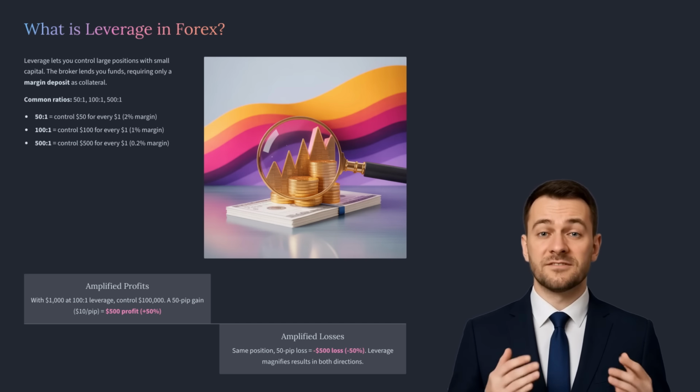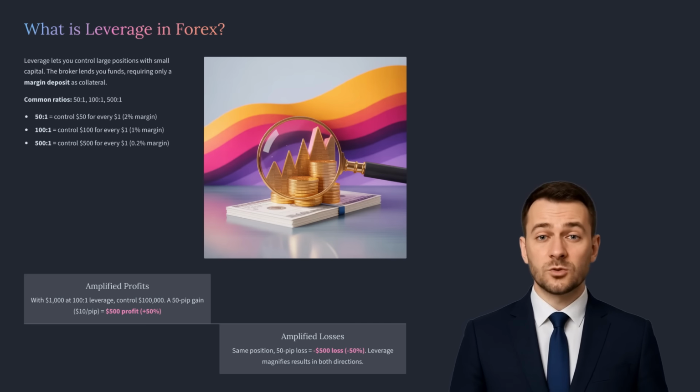For example, a 50:1 leverage, often written as 1:50, means you can control $50 in the market for every $1 in your account. Put another way, you only need 2% margin, 1/50, of the total position value. A 100:1 leverage means you can control $100 for every $1 you have, requiring 1% margin, and 500:1 means $500 for every $1, a mere 0.2% margin required.